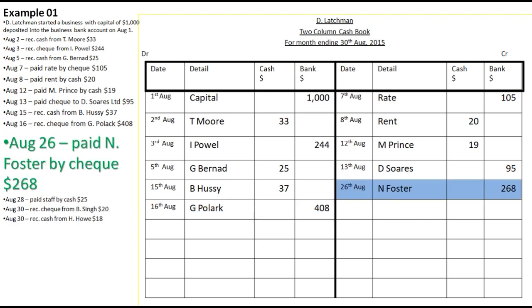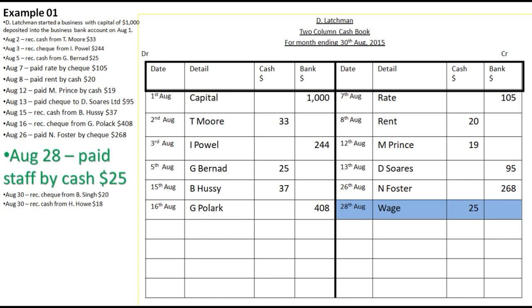August 26, paid N. Foster by check, $268. We are paying money in this case, so we are losing money. We have to record it on the credit side. We are paying this money to N. Foster and we are paying it by check, so we record $268 under the bank column on the credit side.